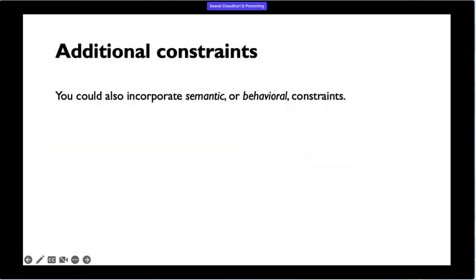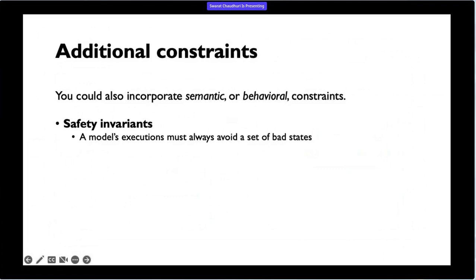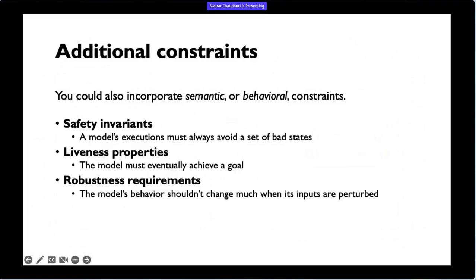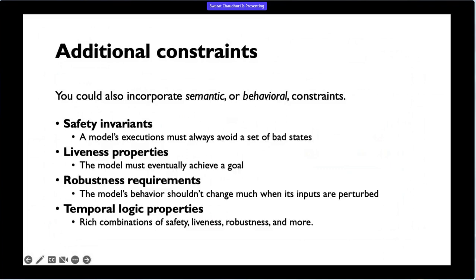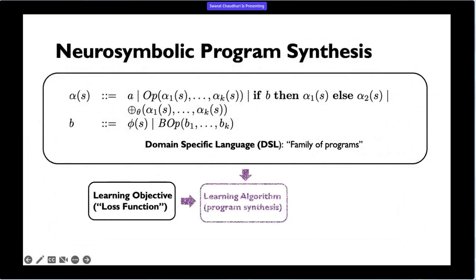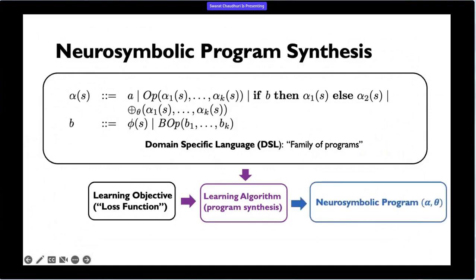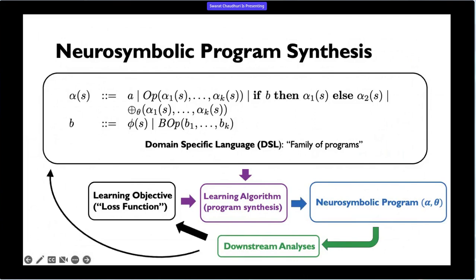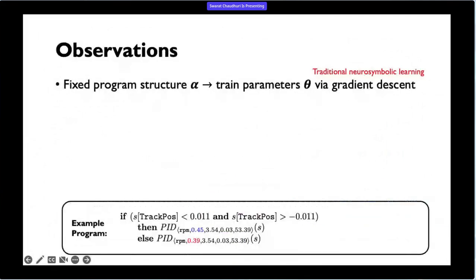Okay, so that's what the problem statement looks like. So what about semantic constraints, safety constraints, liveness constraints? Knock yourself out, right? All of this. Now, given such a DSL, the problem then becomes that you start with a loss function, you use a learning algorithm, which is a program synthesis procedure in this case. It gives you a neurosymbolic program. And then maybe you take that neurosymbolic program and do some downstream analysis, and then that might lead to a revision of the loss function, revision of the DSL, all of that is within scope.